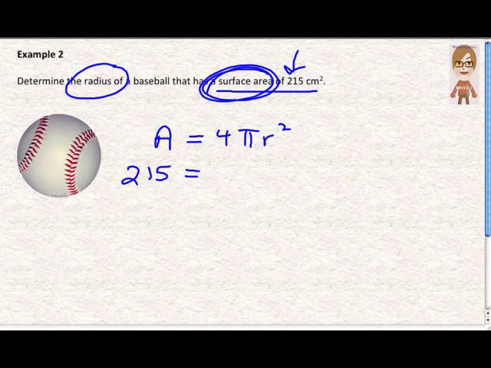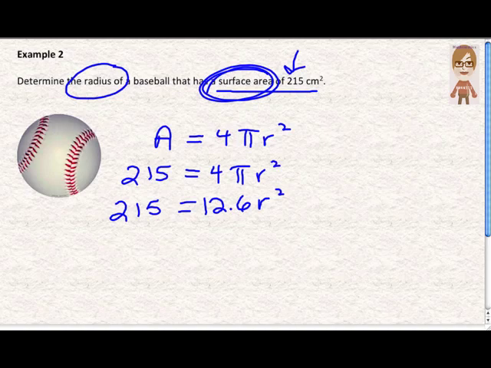It's 215 centimeters squared. We have 4 pi r squared on the right side, and there's nothing that we can sub in for r because we don't know what it is. That's what we have to find. At this point, it becomes more of a solving equations question. I need to get r by itself. I need to figure out what r is. So I'm going to want to take 4 times pi, which is 12.6. So 215 equals 12.6 r squared.